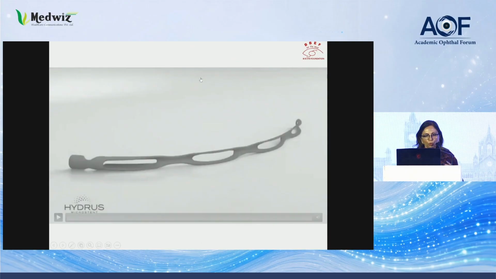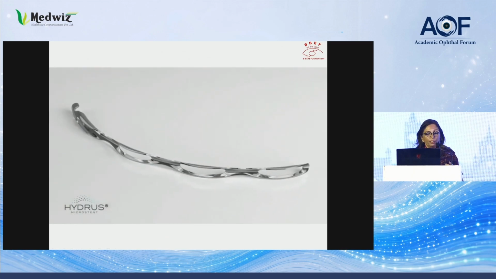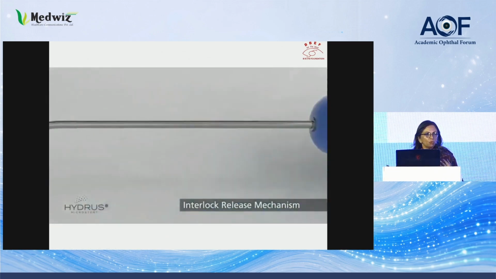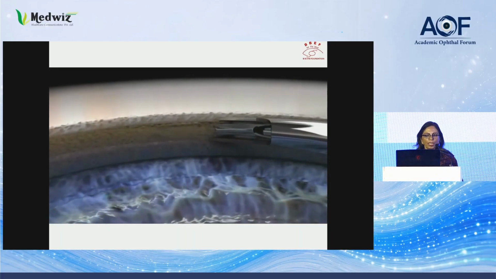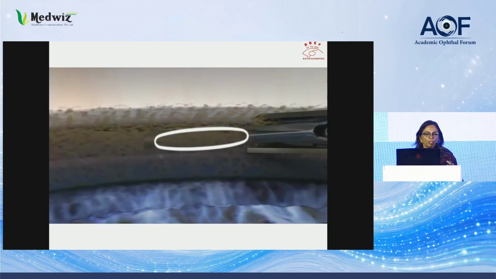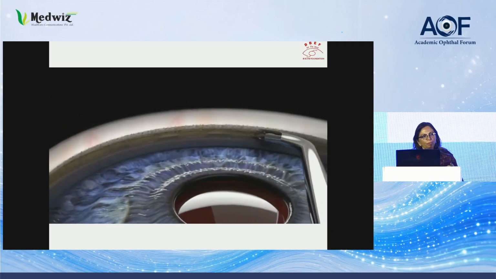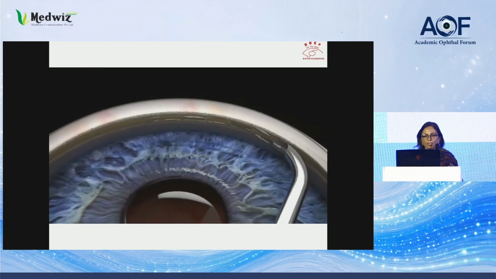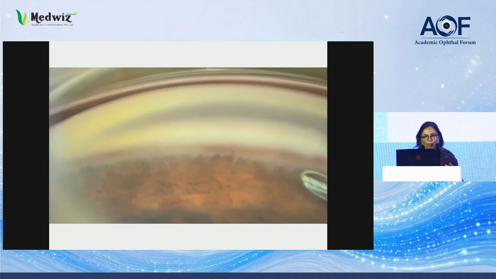So I'll just show you a small video of the Hydrus in real time, and the animation. This is the Hydrus, very flexible, and it comes preloaded in an injector like this, which works both ways. With the wheel, you identify the trabecular meshwork and push it in, and that's how it goes into the Schlemm's canal. And you can also retract it. The wheel can be rotated anti-clockwise as well, which shows the retraction process. So I'll just show you a real time of it.